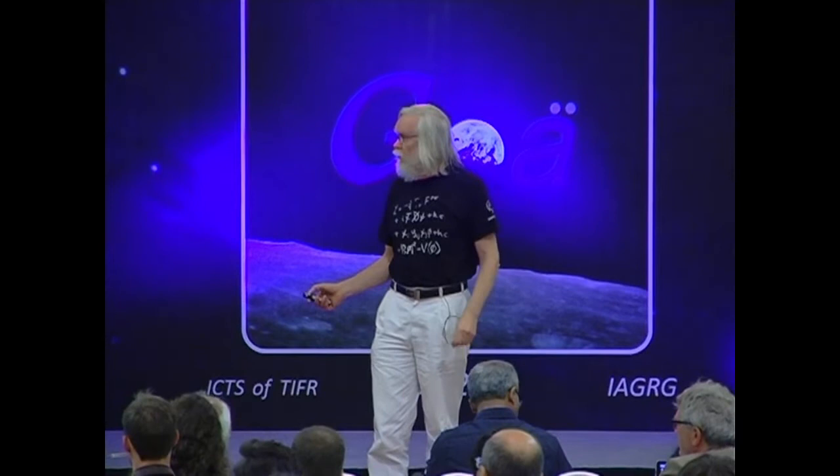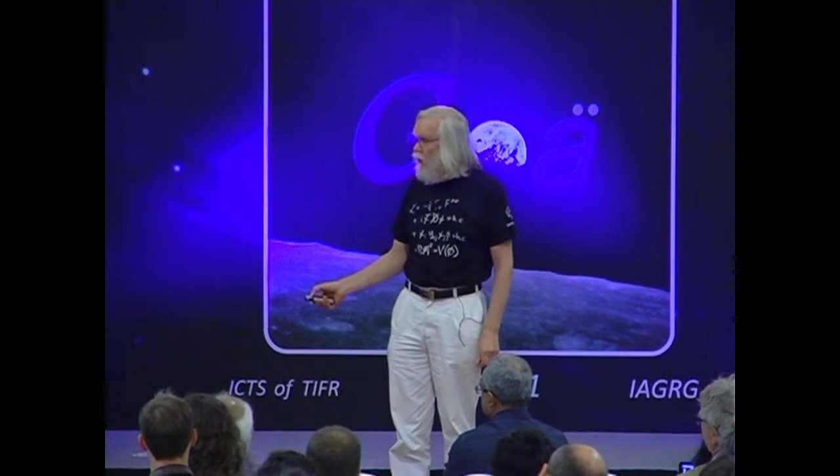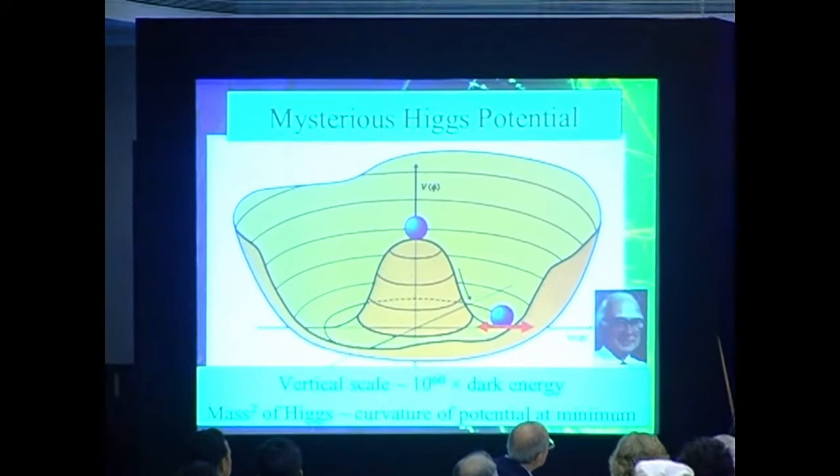One thing that one should not forget is that the vertical scale of this Mexican hat is something like 60 orders of magnitude larger than your dark energy. That means at the bottom of this potential, you're going to have to cancel out to zero to one part in 10 to the 60, which is already a bit of a puzzle. For reference, the mass of the Higgs boson corresponds basically to radial fluctuations in this Mexican hat. The curvature corresponds to the mass of the Higgs boson, and there's nothing in the theory per se to predict what that curvature might be, hence what the mass of the Higgs boson should be.